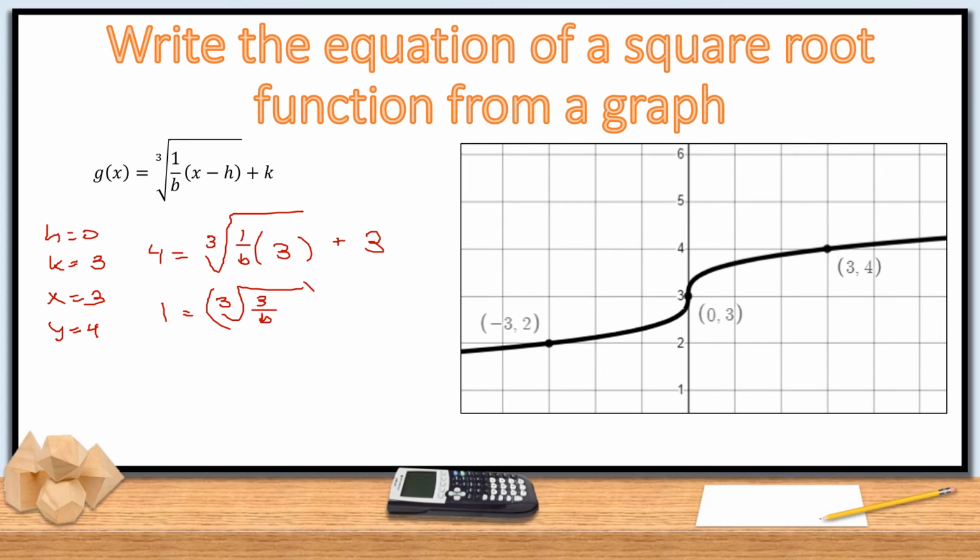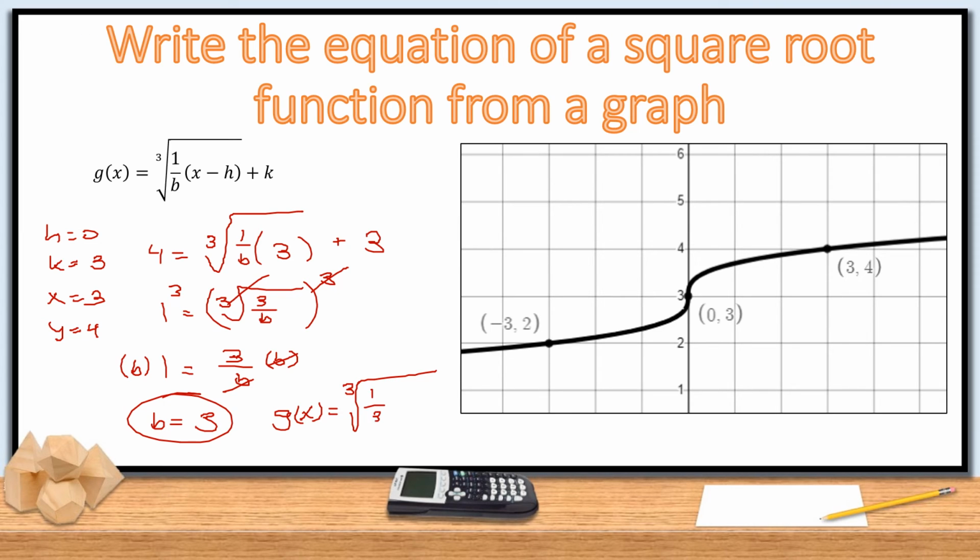So to get rid of the cube root, you're going to have to cube both sides. So cubing and cube roots are the inverse of one another. And then 1 cubed is 1, so we get 3 over b. Multiply by b on both sides because you want to get b out of the denominator. So b times 1 is b. b is equal to 3. So this is going to be g of x equals cube root of 1 over 3, because b is 3, x plus 0, so we don't have to do anything else there. And then we've got k is plus 3. So cube root of 1/3 x plus 3.